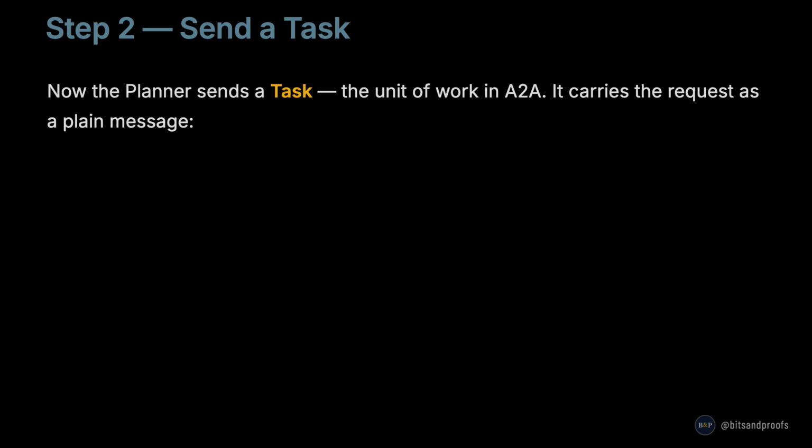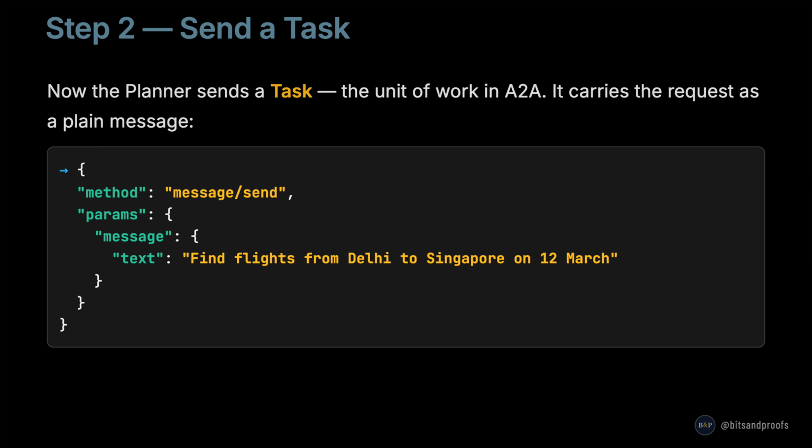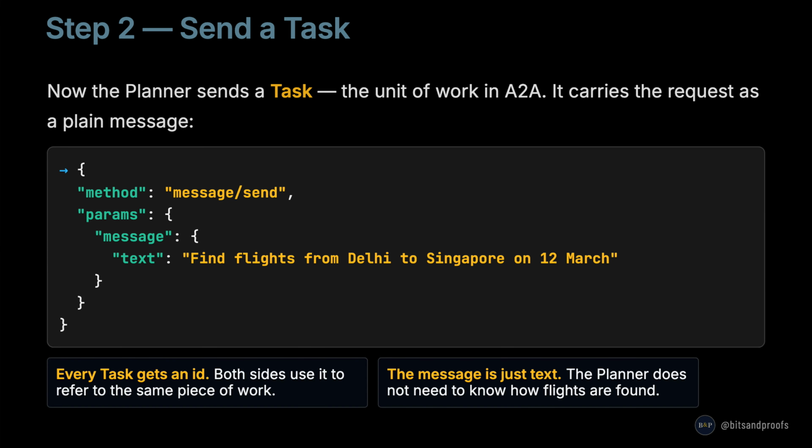Step 2, the planner sends a task. A task is the unit of work in A2A. It carries the request as a plain message. Here is that message. Find flights from Delhi to Singapore on the 12th of March. Notice it is just ordinary text. Two small but important details. Every task gets an ID, so both sides can refer to the same piece of work. And the message is plain text. The planner does not need to know how flights are actually found.